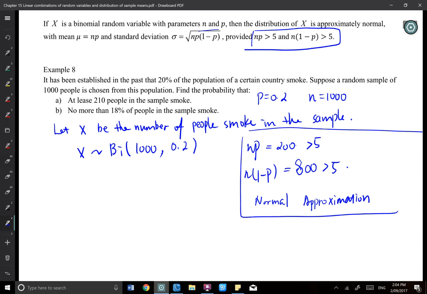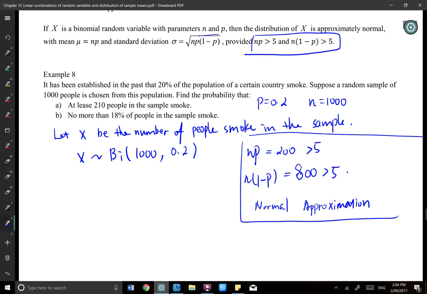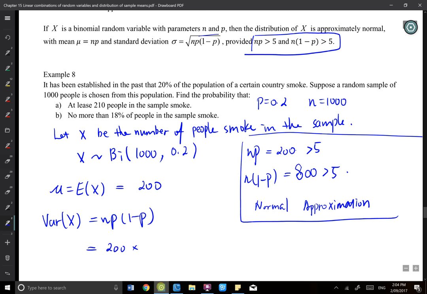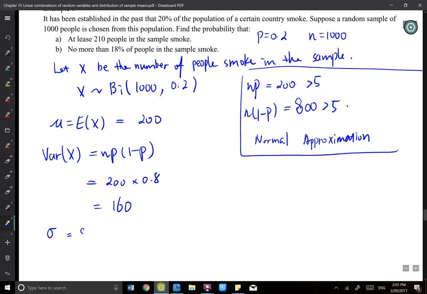Because this is under the normal approximation exercise, we will use normal approximation. What is mu, and what is the standard deviation? Mu is the expected X, which is np, 200. The variance of X equals np(1 minus p), that is 200 times 0.8, which is 160. Then the standard deviation of X is the square root of 160, which is 4 root 10.